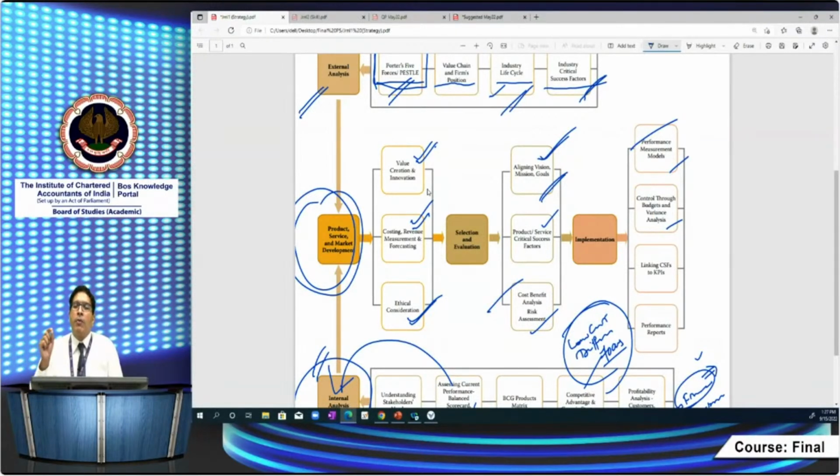Finally, performance reports are very important, and they cover integrated reporting, GRI reporting, and triple bottom line reporting. Although GRI reporting and integrated reporting are not part of your study material, they are very important, and triple bottom line is covered in the study material. That's why this is a very important model which covers people, profit, and planet.